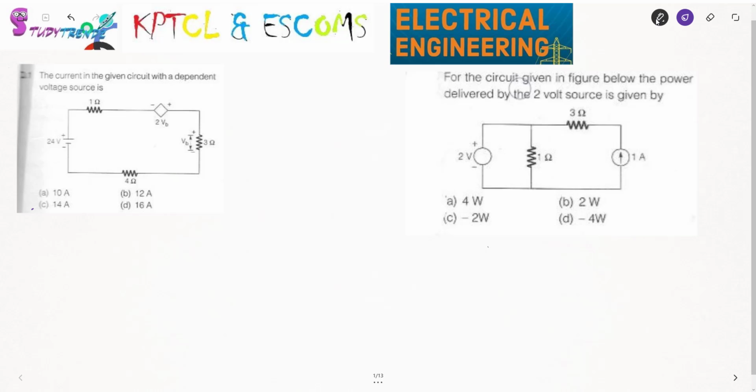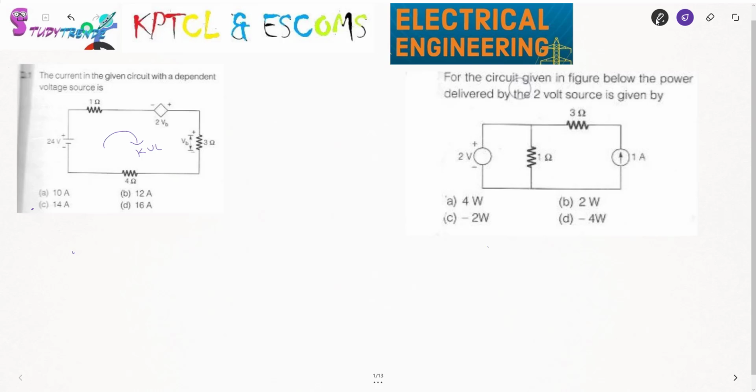Hello all, in our previous video we discussed the network basics and its principles. In this video we are going to discuss some of the problems on network basics and principles. So first question, the current in the given circuit with the dependent voltage sources. Let's find out by using KVL.